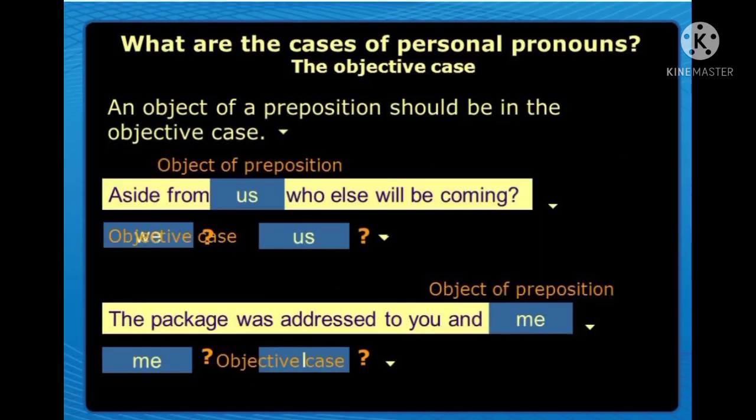An object of a preposition should be in the objective case. Example: Aside from us, who else will be coming? So us is the object of the preposition. Another example: The package was addressed to you and me. So me is the object of the preposition.